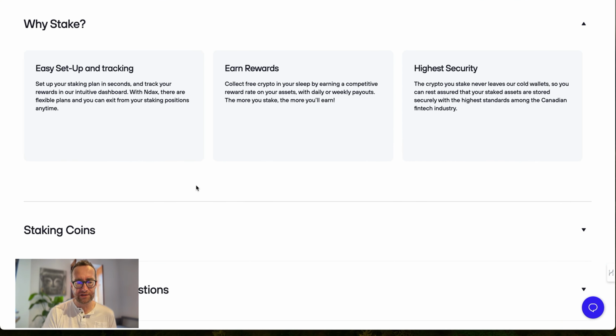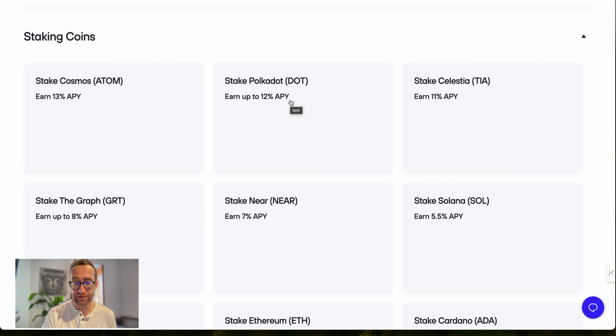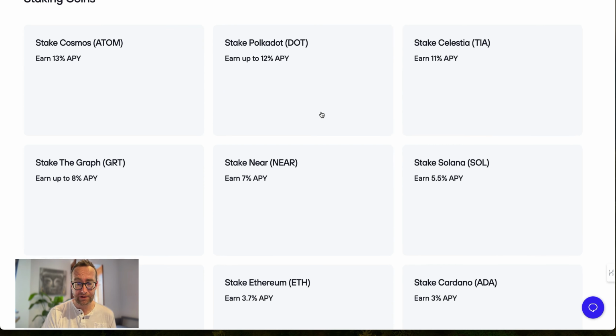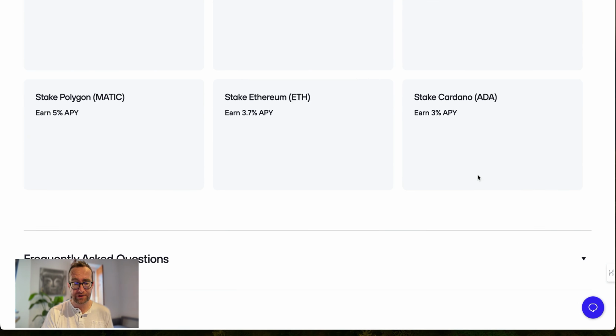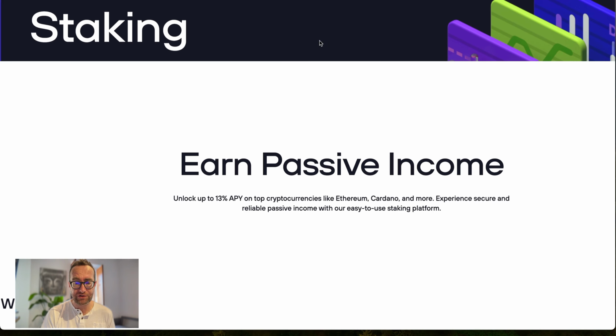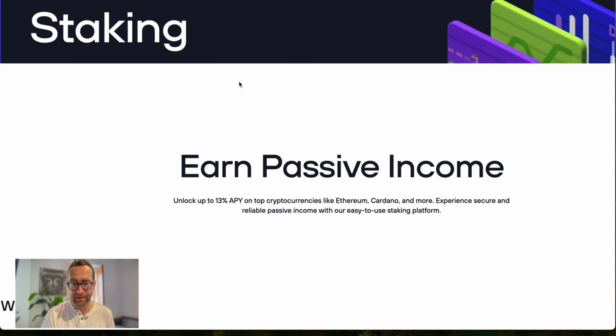You can see you can earn 12% per year on Cardano. Near is a great token, 7%. I always pick this up on a dip. Matic is another good one, and Graph, Ethereum, of course, Cardano. So it allows you to do that staking and earn passive income, which is really awesome.